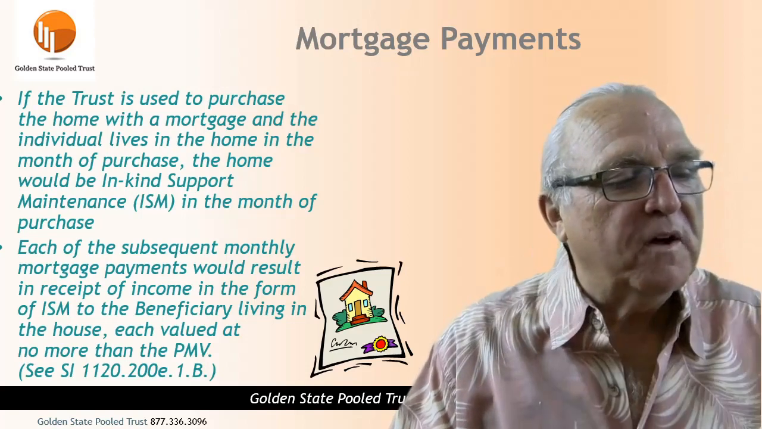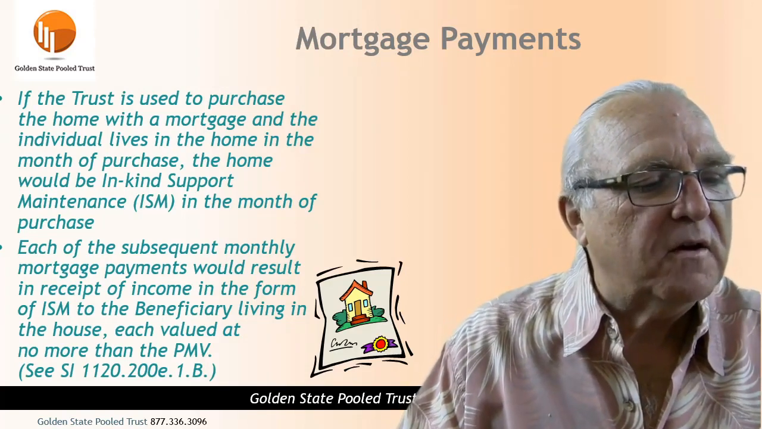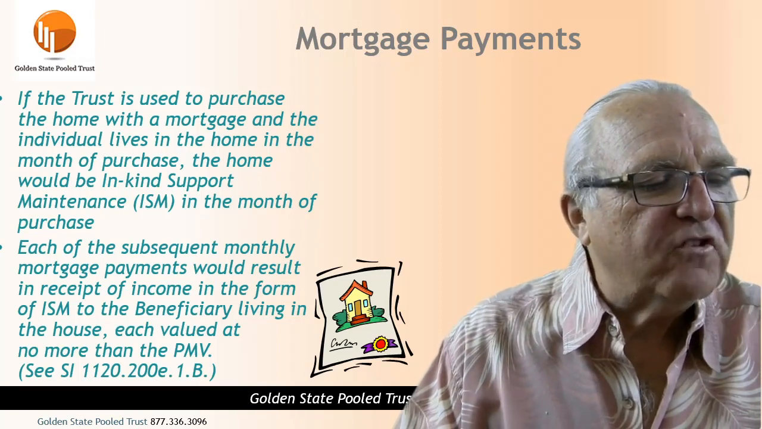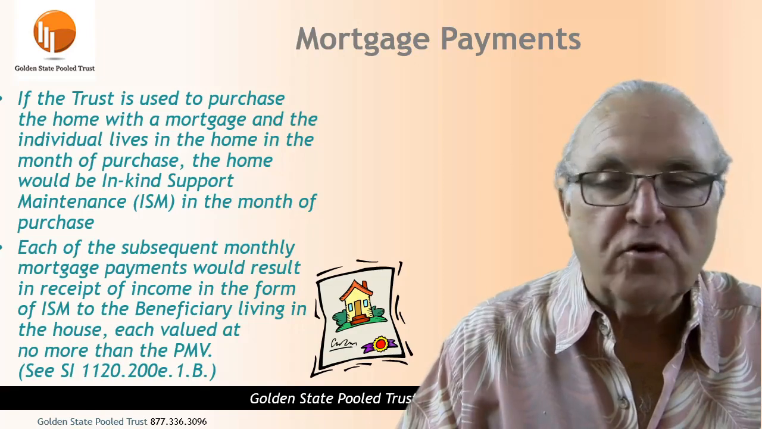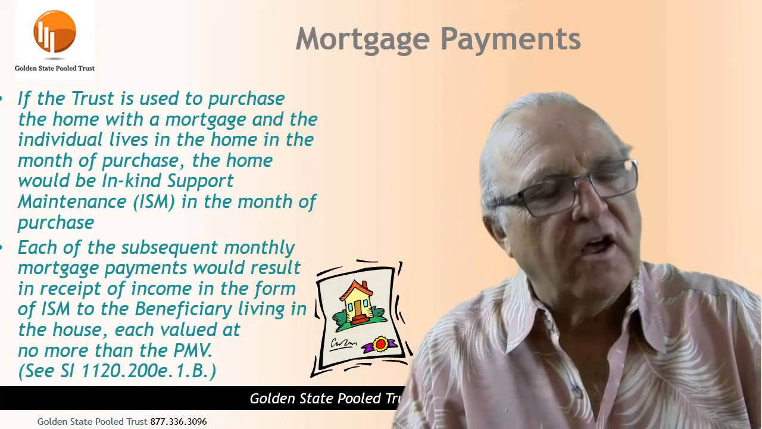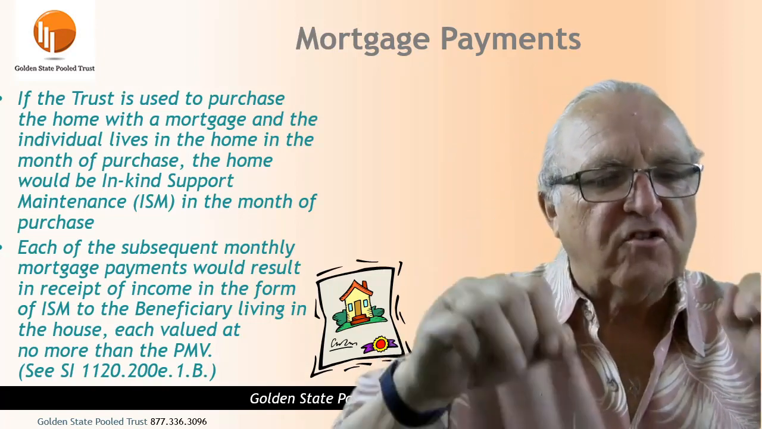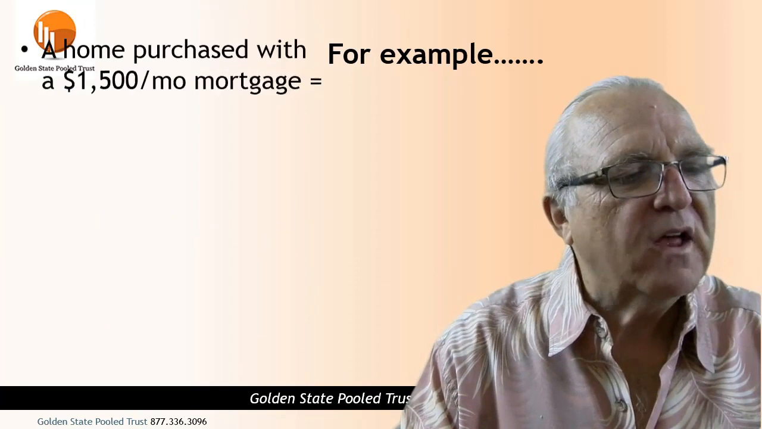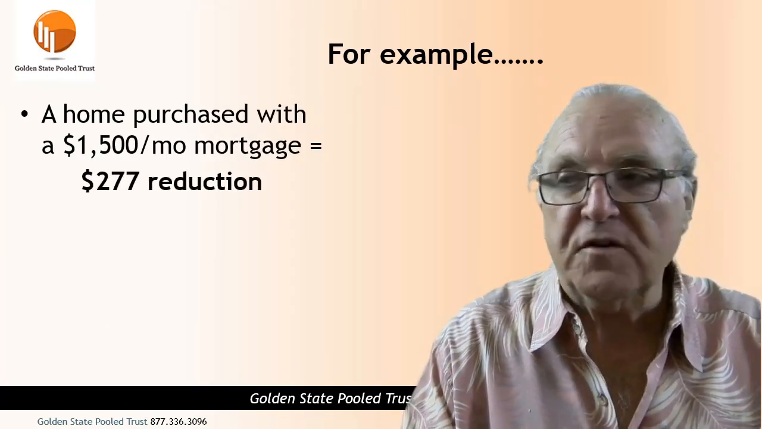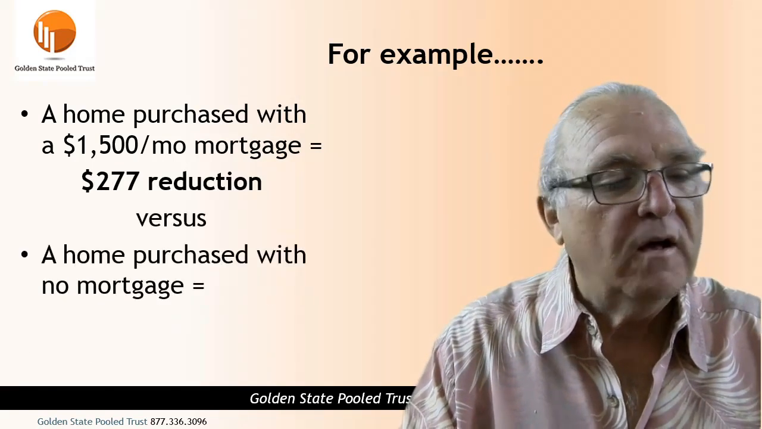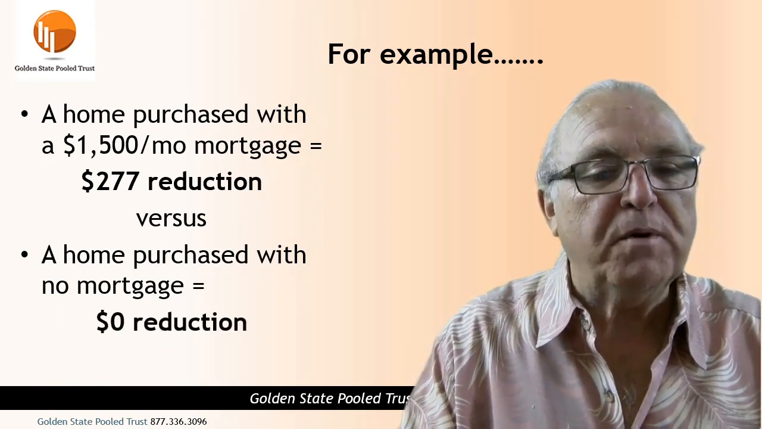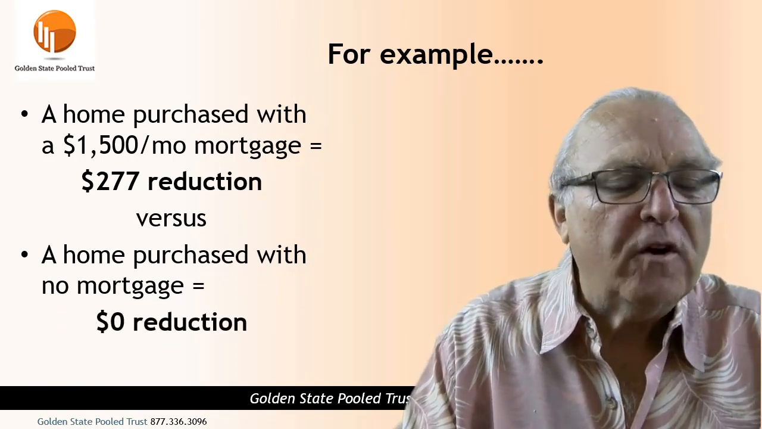But every subsequent month, mortgage payments would result in ISM income to the beneficiary living in the house, valued at no more than the presumed maximum value. So once again, if we have a house that's owned by the trust, but the trust is also paying a mortgage, they're going to count the mortgage towards the ISM. For example, a house purchased with a $1,500 mortgage would mean a $277 reduction in benefits. A home purchased with no mortgage would have no reductions in benefits. Okay? So far so good.